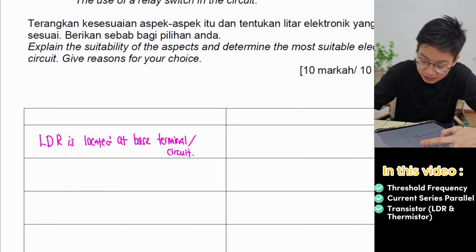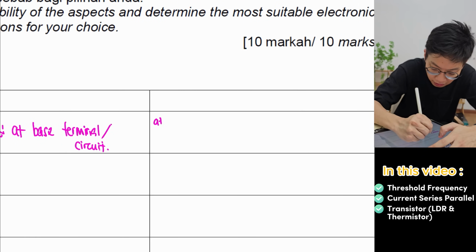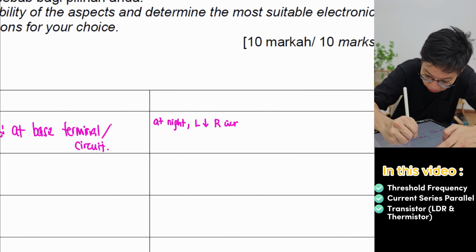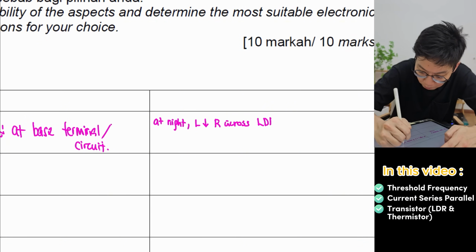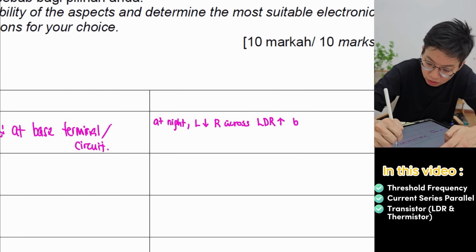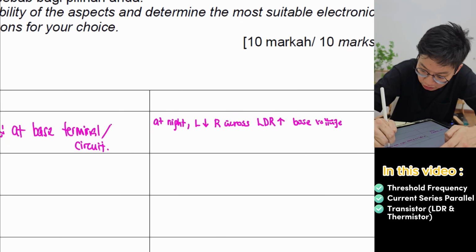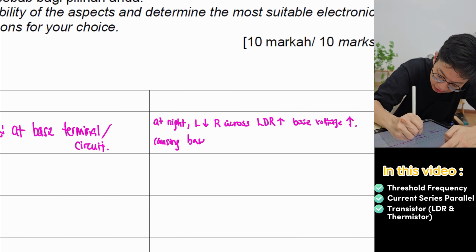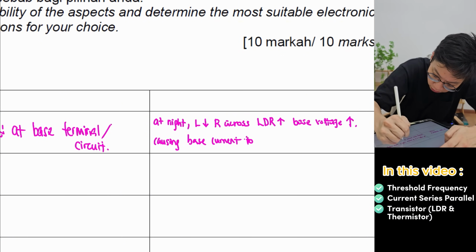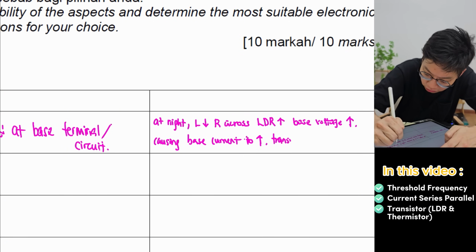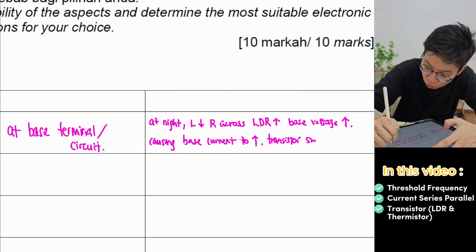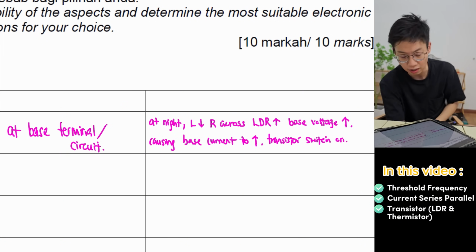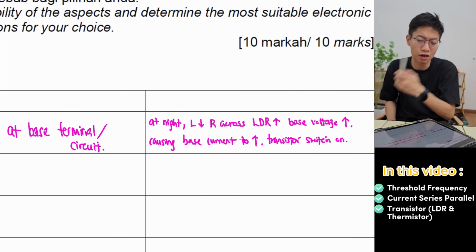So what is the advantage of this? We can say that at night, when your light decreases, the resistance across the light dependent resistor will increase. Therefore base voltage increases, causing your base current to increase. Then my transistor? Switch on. Then of course, if you want to, you can also say that therefore my collector current will flow and so on.